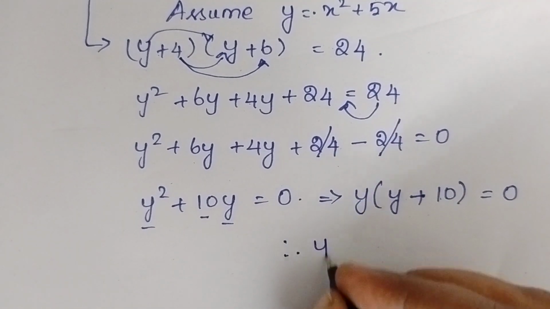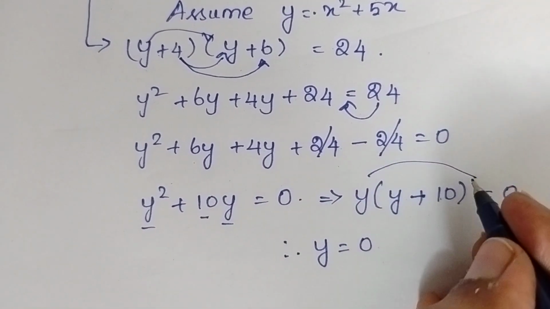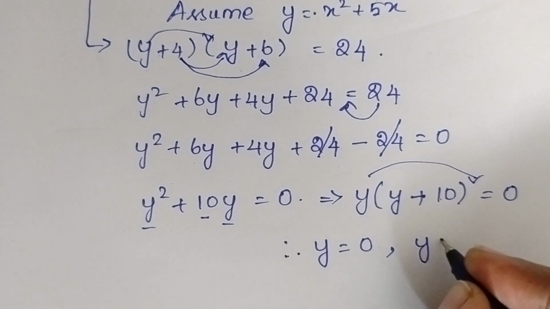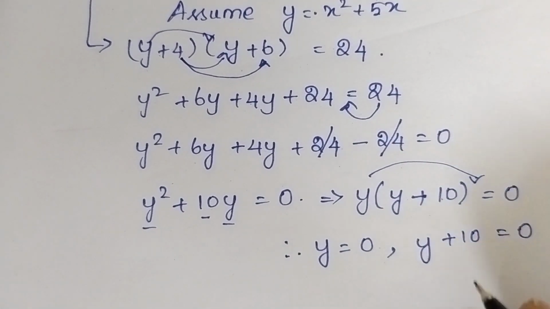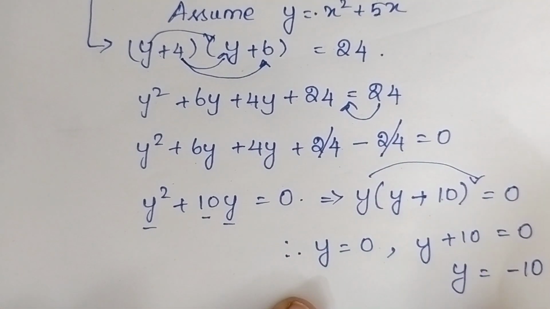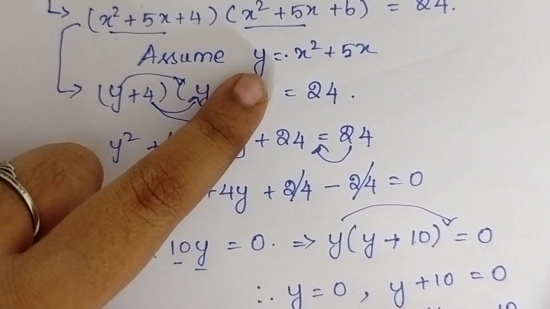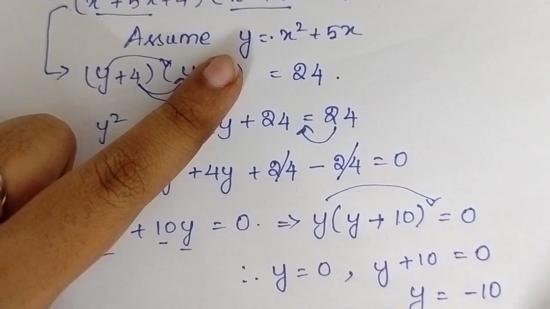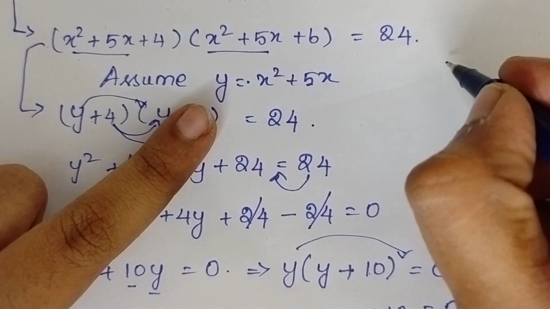Therefore, y is equal to 0 and y plus 10 is equal to 0. By this equation, I will get the y value as minus 10. I am going to apply these two y values in this equation, thereby we are able to find the x value.